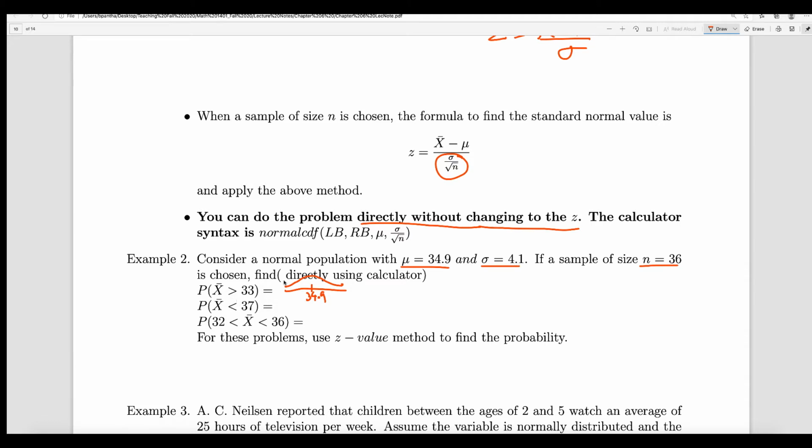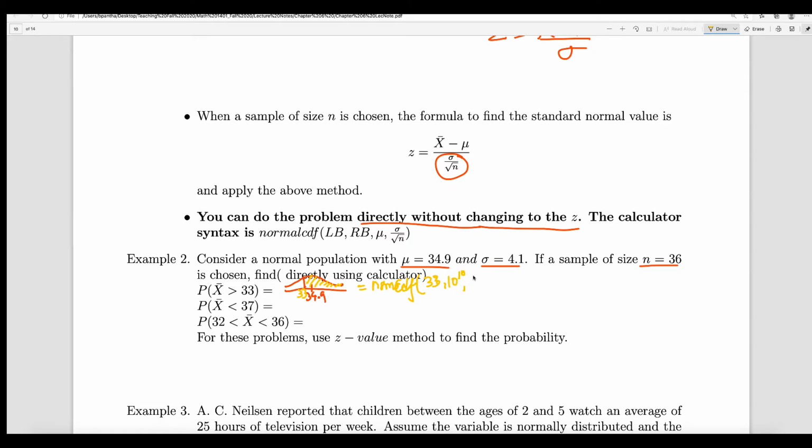So x greater than 33 will be, x is somewhere here, so greater than 33 will be the right side of that. So basically you are trying to find that area. How do you do that? You do normal CDF, right? What is the left bound here? The left bound is 33. The right bound is, it keeps going, so it is 10 to the 10, right?